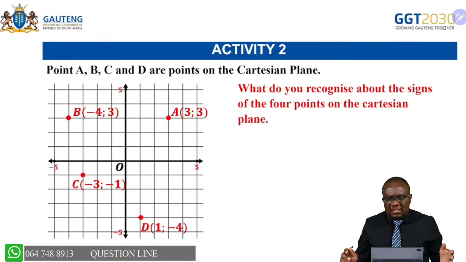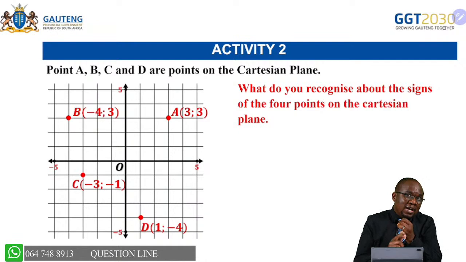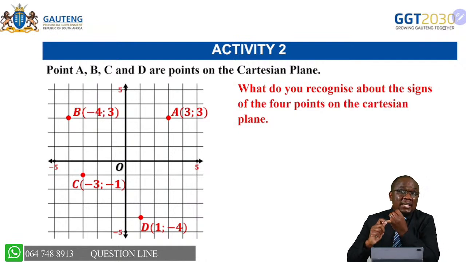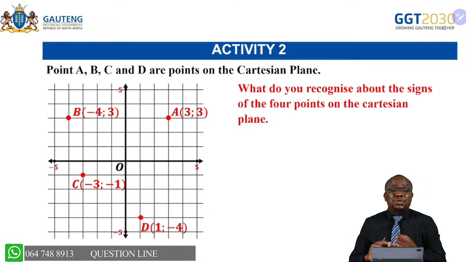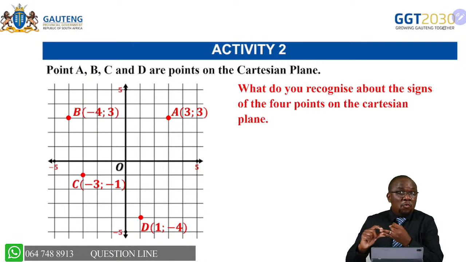What do you recognize about the signs of the 4 points on the Cartesian plane? We said in quadrant 1, x is positive, y is positive. In quadrant 2, x is negative, y is positive. In quadrant 3, x is negative, y is negative. And then in quadrant 4, x is positive and y is negative.